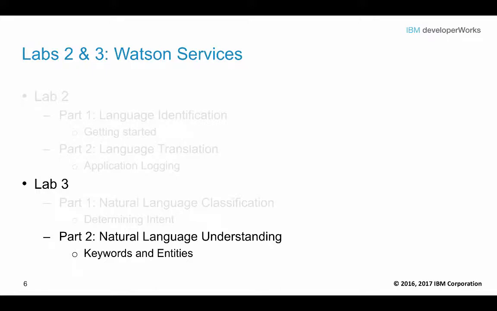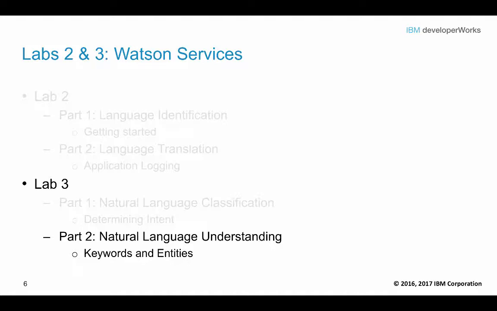This is Lab 3 Part 2 in the Consuming Watson Services in Python on IBM Cloud series. In this course, we've been looking at the Watson language services, and now you can use those services to add language cognitive capabilities into your application. We have identified which language our user is using, we've performed a translation if necessary, we've used a natural language classifier to determine the intent, and now we're going to use natural language understanding.